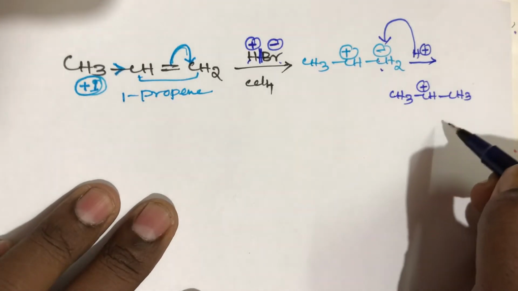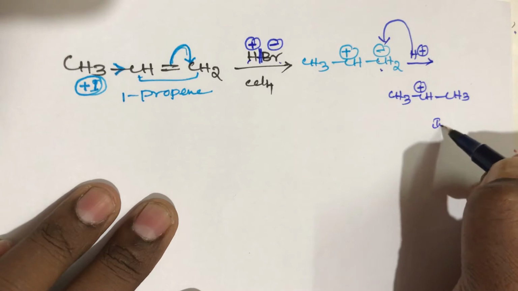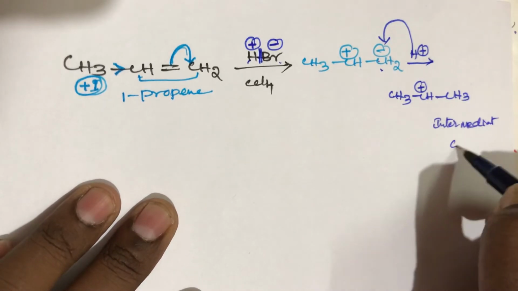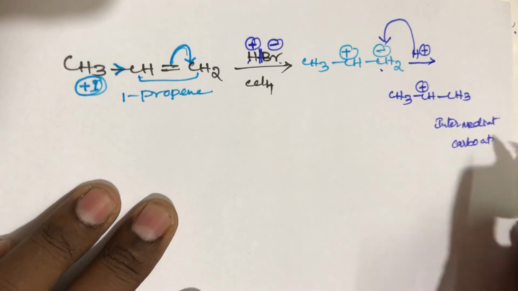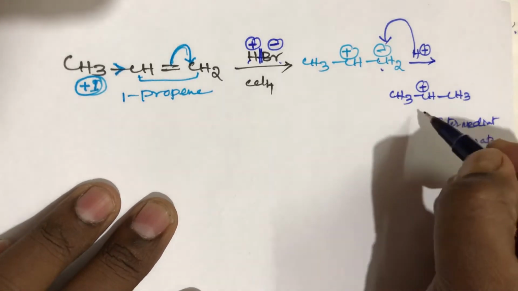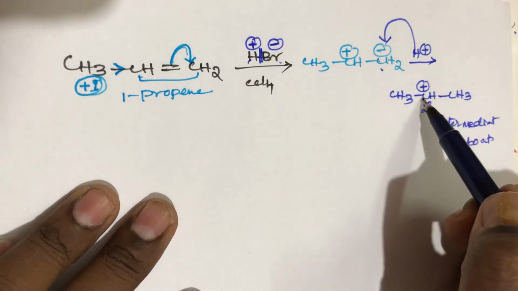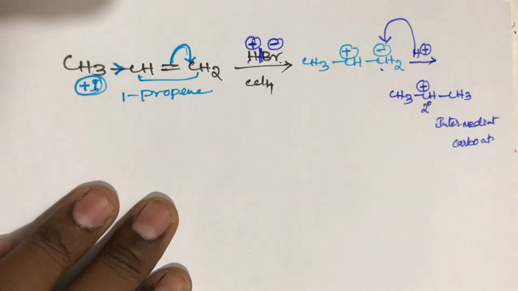This is the intermediate carbocation. It is a stable carbocation. This is the secondary carbocation. The positive charge is present on a secondary carbon, so that is why it is called a secondary carbocation.